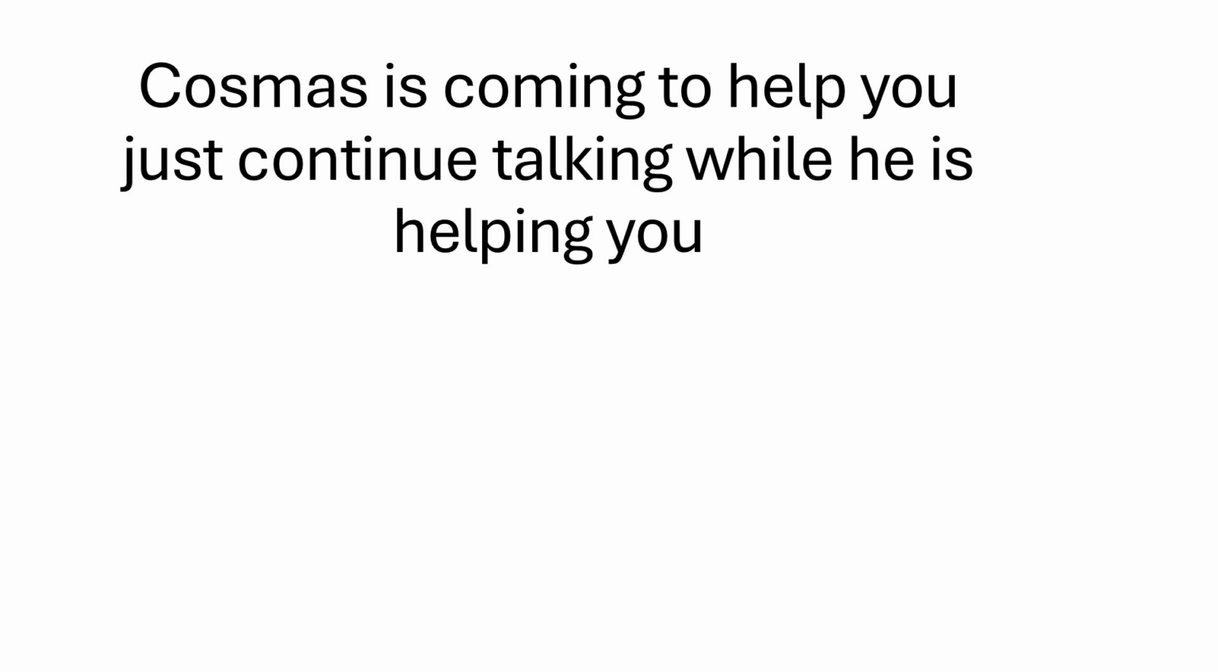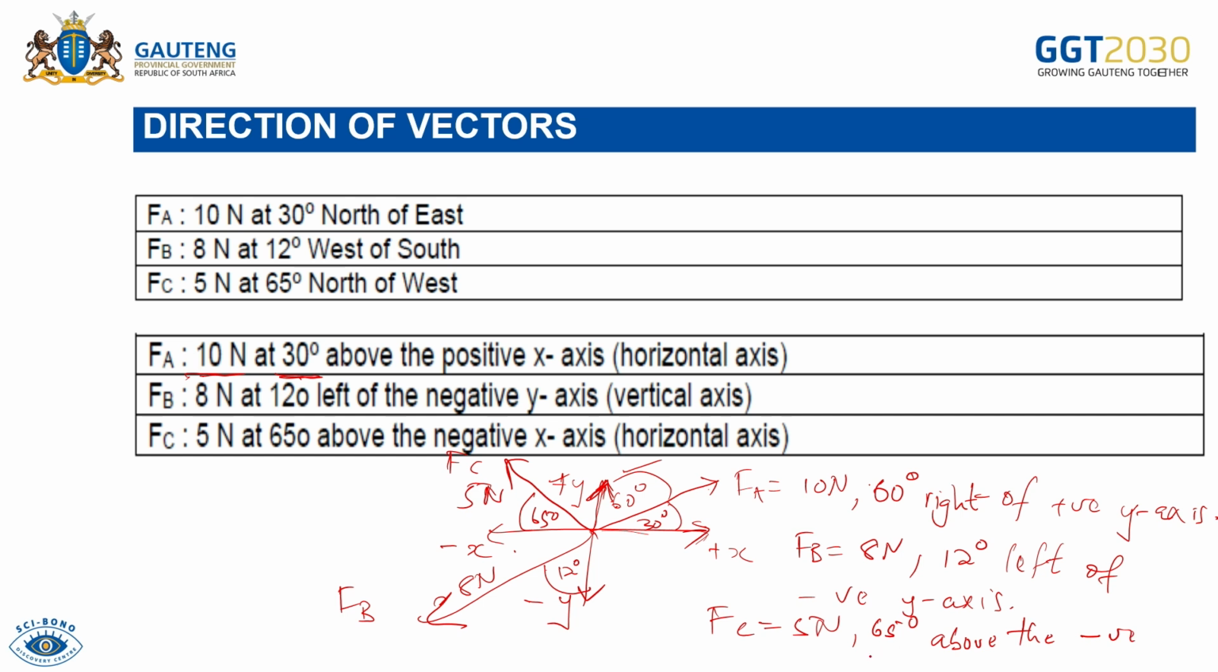So above the negative x what axis. So you can see it's above. These are your x-axis. So this 65 is above the negative what axis, or x-axis, right? And then this 30 again is above the x-axis. But it's above what? The positive what? X-axis, right? Then this one, if I can include another one here, right?